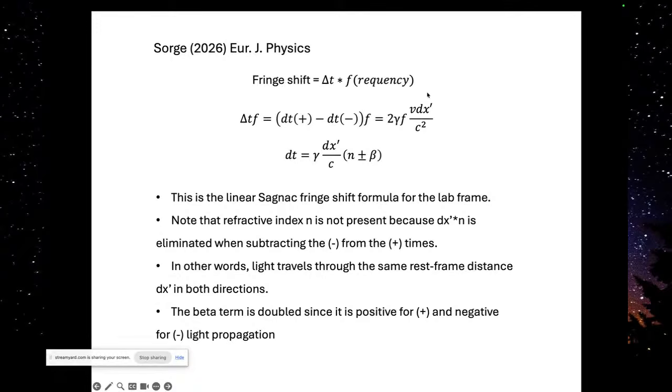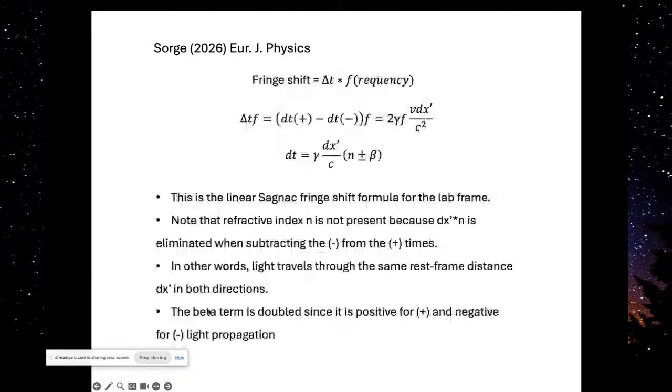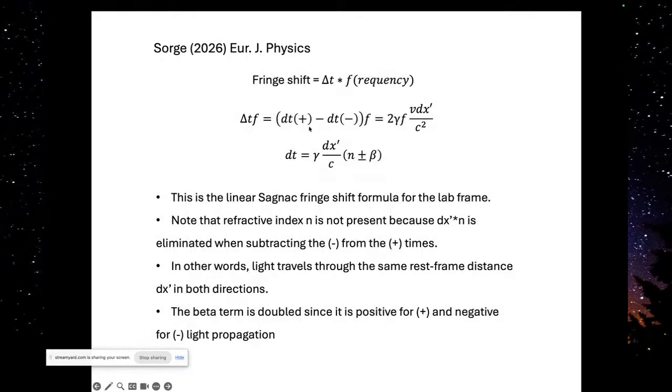Okay, and so to compute a fringe shift, we want to take the difference in that time formula. So we want the difference in arrival times for our 2 light signals, delta t, times the frequency of the light, which will give you the fringe shift. So we take delta t times frequency, and here's our delta t using that time formula. We just subtract the negative from the positive, and then multiply by frequency, and we get 2 gamma times frequency times v dx prime over c squared.